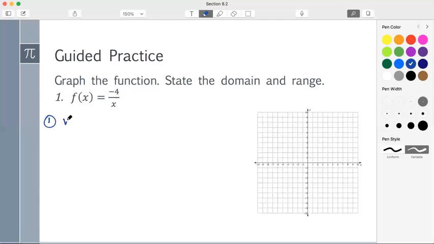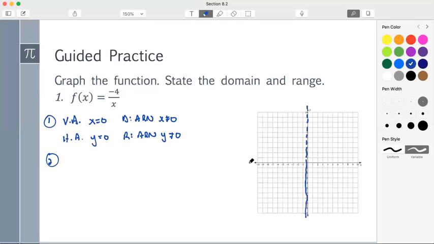Step 1, your vertical asymptote is going to be x equals 0. Your horizontal asymptote is going to be y equals 0. Thus, the domain is all real numbers such that x cannot equal 0, and your range is all real numbers such that y cannot equal 0. And then step 2, we're going to pick points. So again, I like to go ahead and draw my asymptotes.